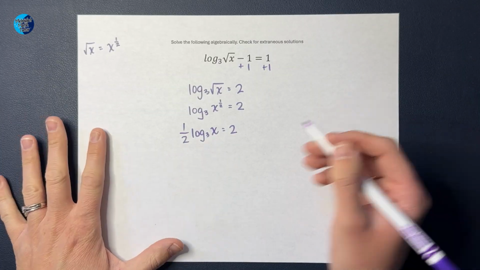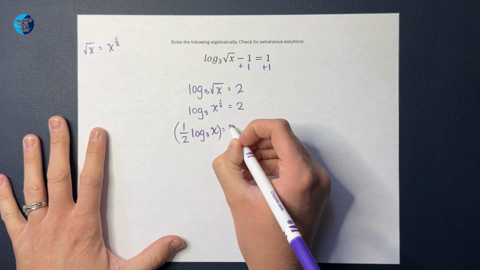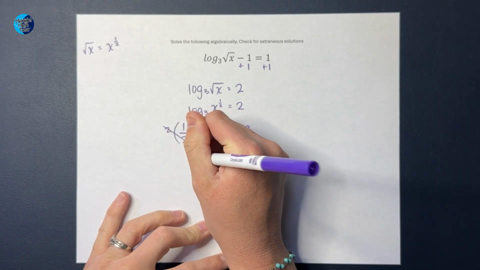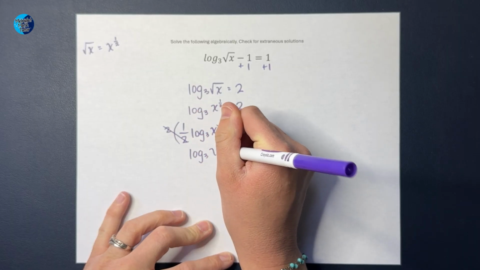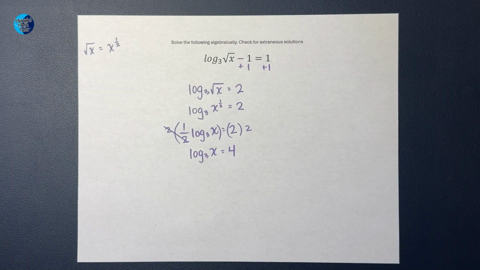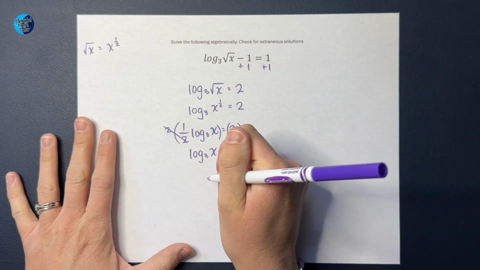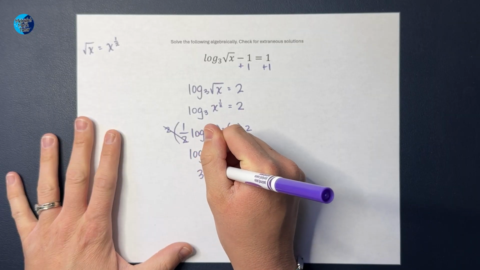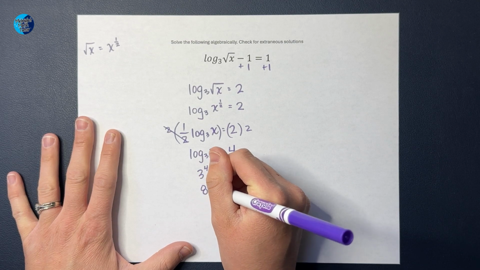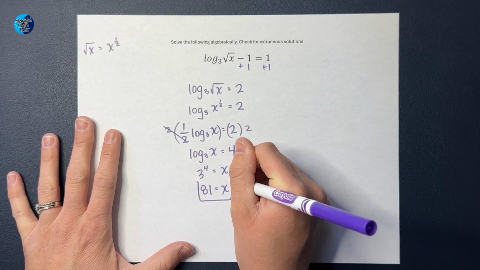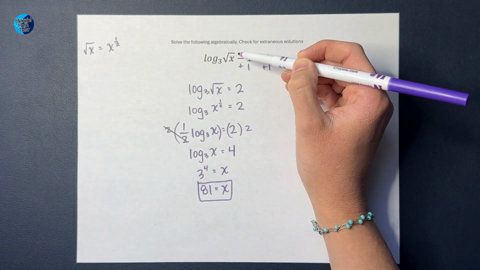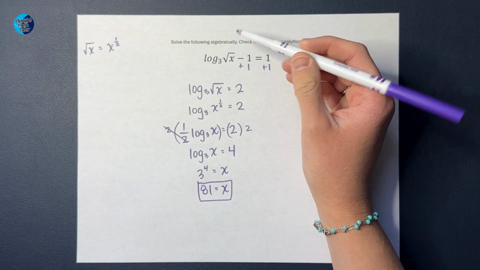All right, now I'm trying to get x alone. So I'm going to multiply both sides by 2 to cancel out that 1/2. So I'll have log base 3 of x equals 2 times 2 is 4. Now we're just going to convert this to exponential form. So I will have 3 to the power of 4 equals x. 3 to the power of 4 is 81. So we get x equals 81. If I were to plug this in here, I'd get 81. Square root of 81 is 9. So we're positive. We're good.